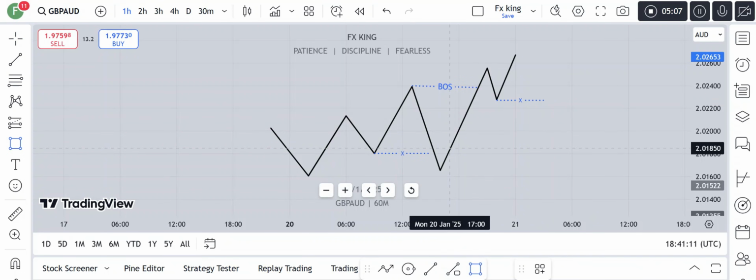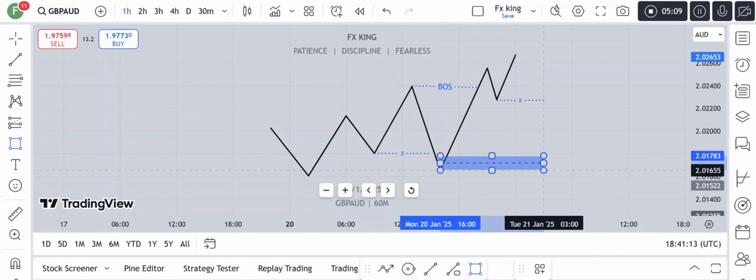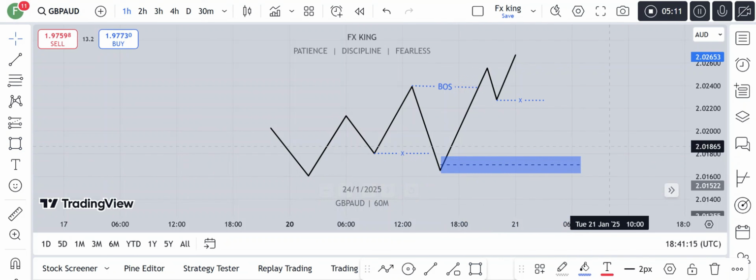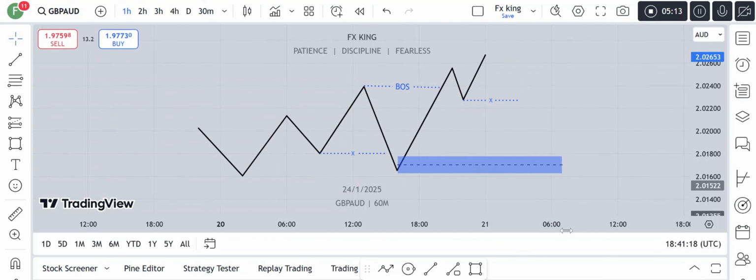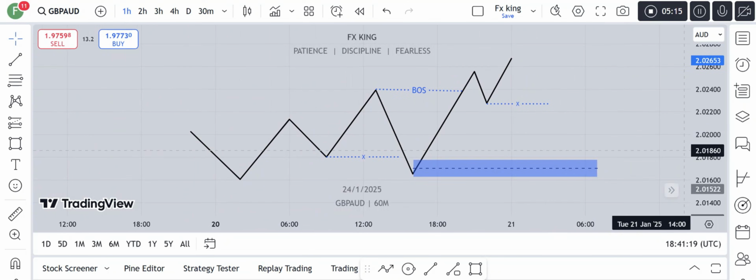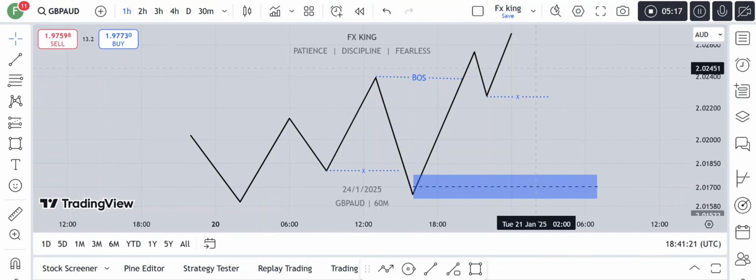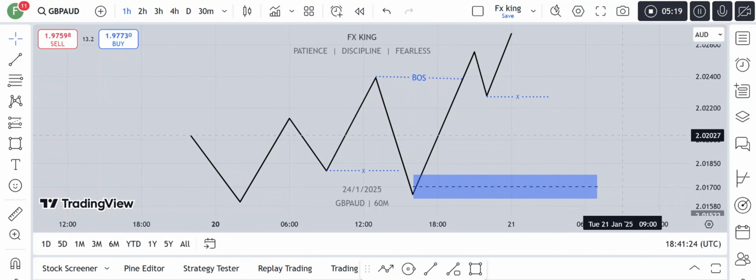Now we have multiple time frame analysis, right? What you might be looking at as just a normal move on the 4 hour would have created inducement on the 1 hour, something like that. So that's why multiple time frame analysis is important.